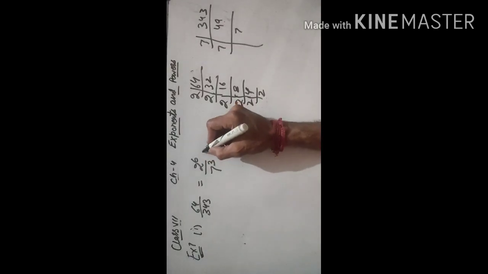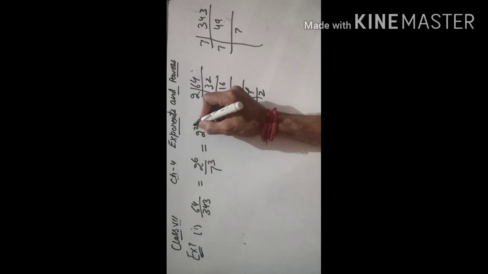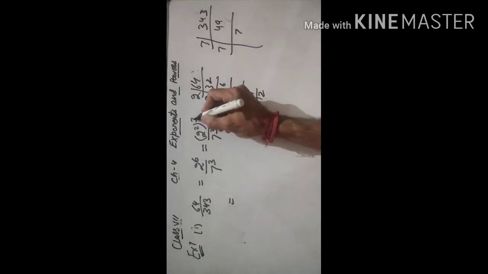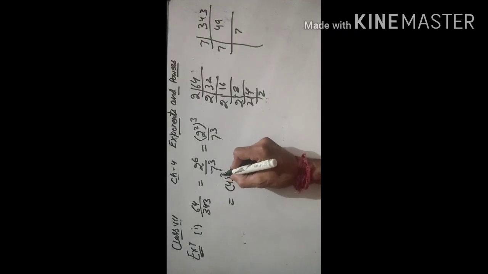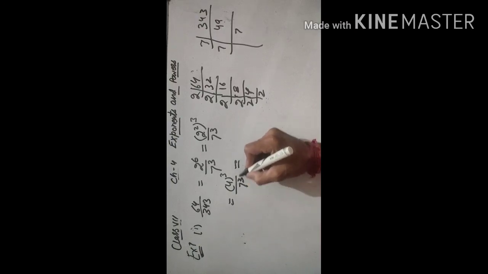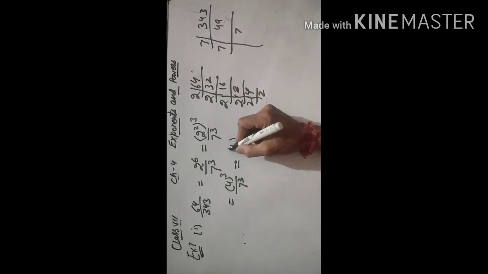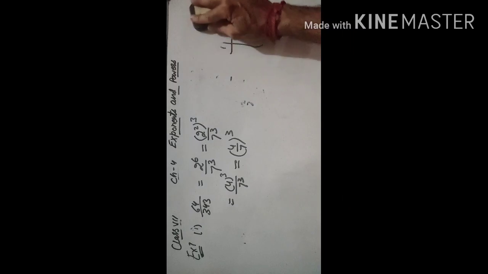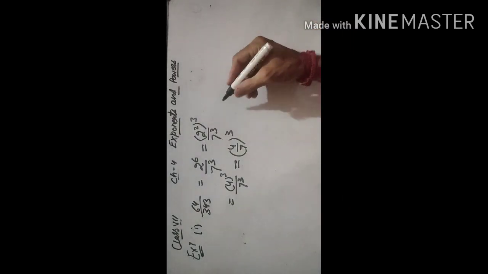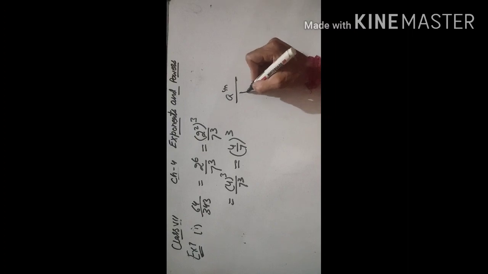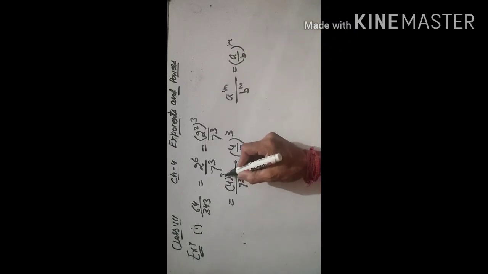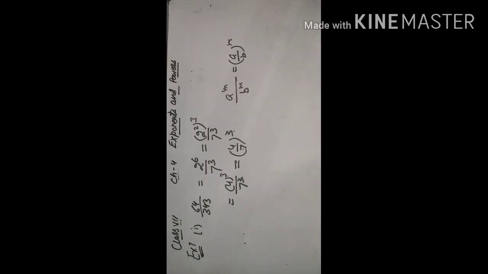So we can convert 2 to the power 6 as (2 to the power 2) to the power 3 upon 7 to the power 3. So the powers are the same. Now 4 to the power 3 upon 7 to the power 3 is (4 by 7) to the power 3, because a to the power m upon b to the power m is equal to (a upon b) to the power m. Similarly, 4 to the power 3 and 7 to the power 3, the bases are different, so (4 by 7) to the power 3.